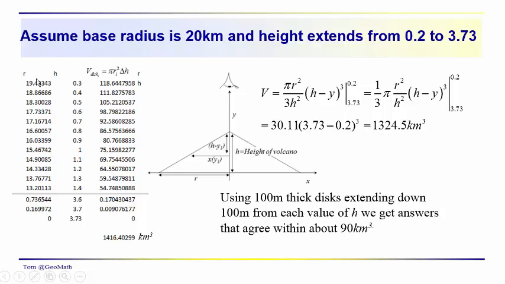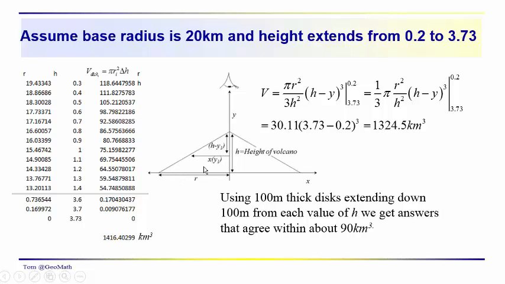Over here I've just kind of shown the Excel computation. And over here I've shown the exact integration, the result from the definite evaluation of the definite integral. Over here we get 1324.5 cubic kilometers. And down here we get 1,416 cubic kilometers. So two different approaches.